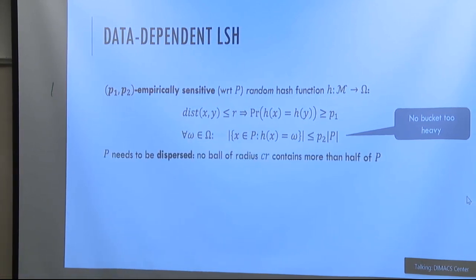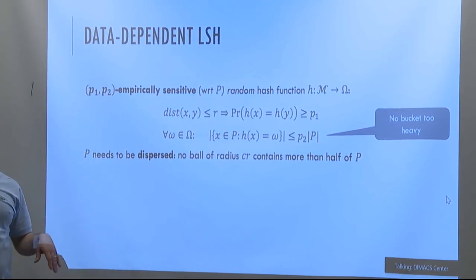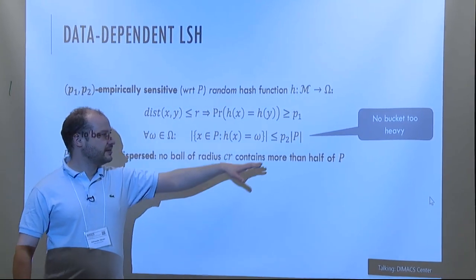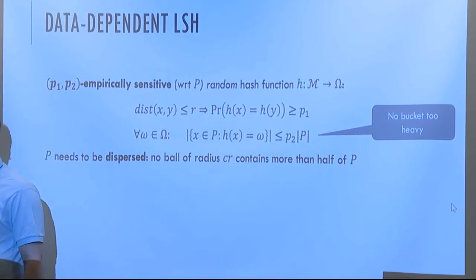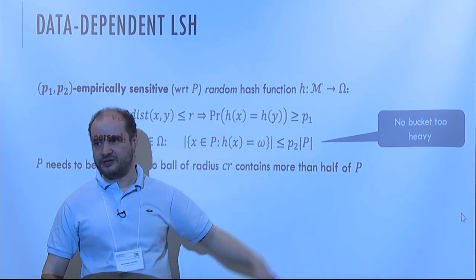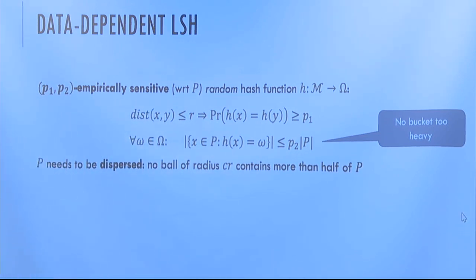So for this to make any sense, I can only require this to hold for dispersed point sets. Okay? Point sets where no ball of some big enough radius contains more than half of the points, let's say. And you can parameterize the definition. Instead of half here, I can put a parameter. But in these slides, I'll keep this fixed. In the paper, we do parameterize it. But for now, let me say this is the definition of dispersed.